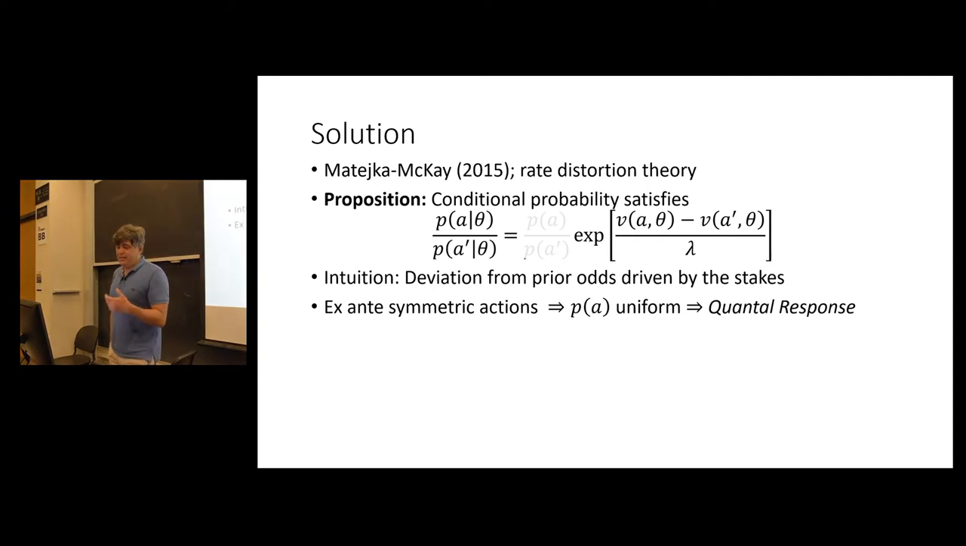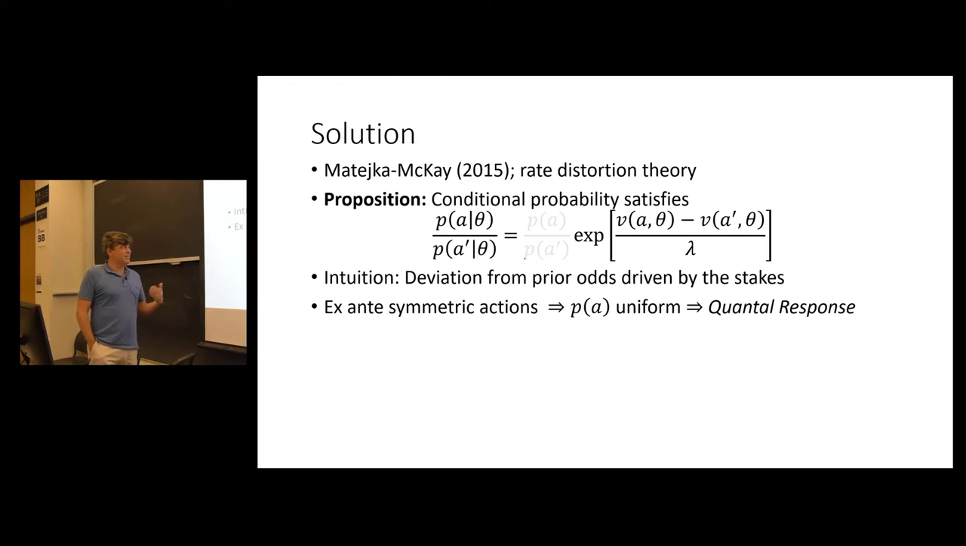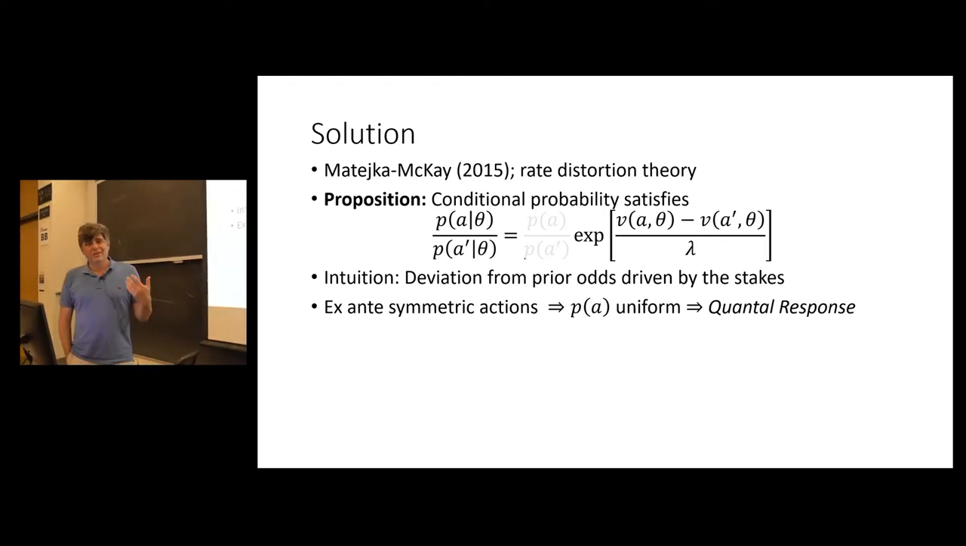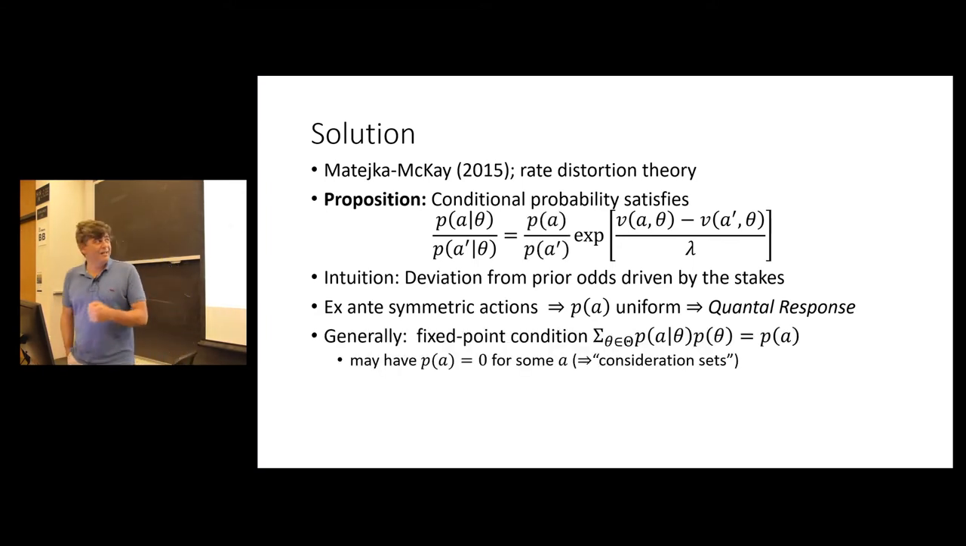In a special case where the actions are ex-ante symmetric, by symmetry the prior will be uniform. So you'll just randomize uniformly over actions from the ex-ante viewpoint. Then you can just delete the first factor, and you get a quantile response solution. I think that's more familiar. But here, the difference from the quantile response is exactly that the prior is not going to be uniform, so depending on which actions are good ex-ante and which are bad, you will be biased towards actions that are better.